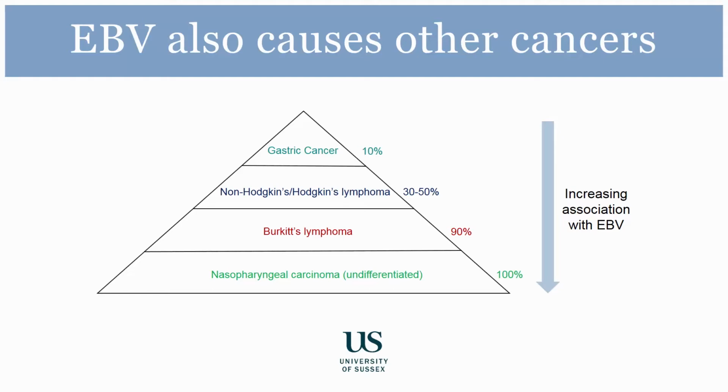So I've already told you about Burkitt's lymphoma, and the numbers at the side here represent the proportion of these cancers that are associated with EBV. So for Burkitt's lymphoma, 90% of these lymphomas are caused by EBV. There is another kind of cancer of that region at the back of the throat, the nasopharynx, and a particular type of this cancer, 100% of these cancers are associated with EBV. The virus also causes other kinds of lymphoma, so Hodgkin's lymphoma and other types of non-Hodgkin's lymphoma, and about 30 to 50% of those cancers are EBV associated. And it also is associated with causing about 10% of stomach cancers, gastric cancers.